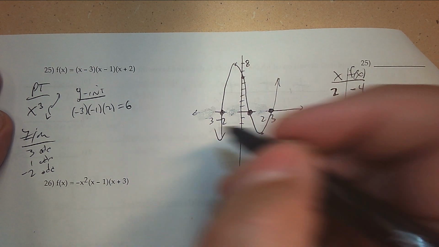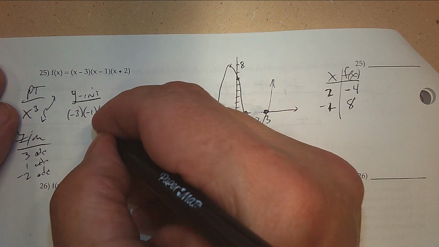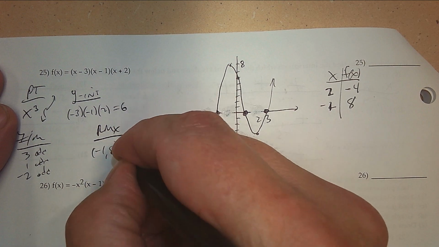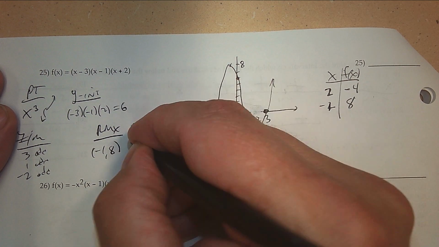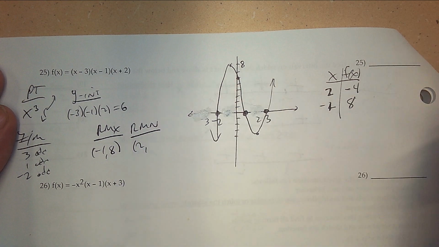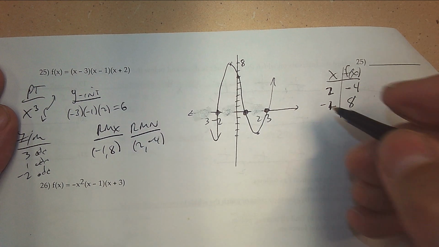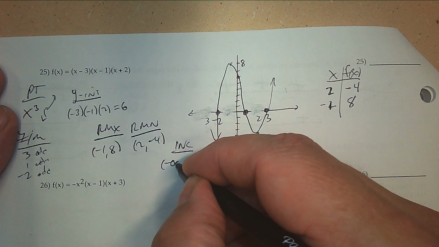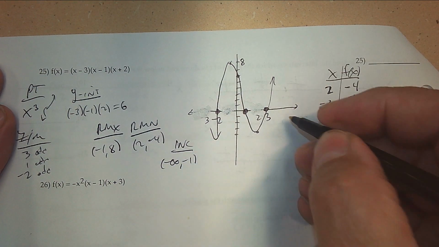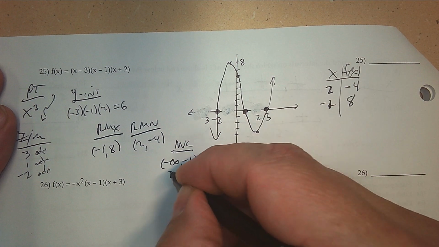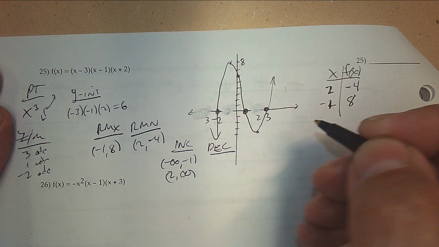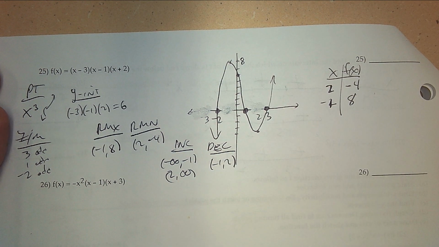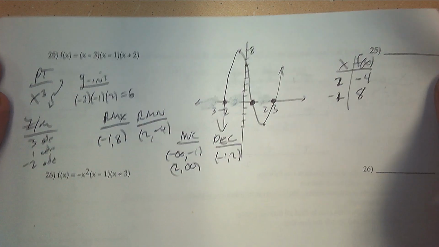So if I asked you for the max, it's way up there at negative 1 and 8. If I asked you for the minimum, it's there at 2 and negative 4. Where is it increasing and where is it decreasing? So it's increasing from negative infinity to negative 1 and from 2 to infinity. And it's decreasing from negative 1 to 2. All right, one more like this to practice graphing.